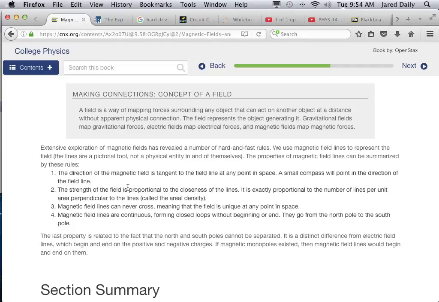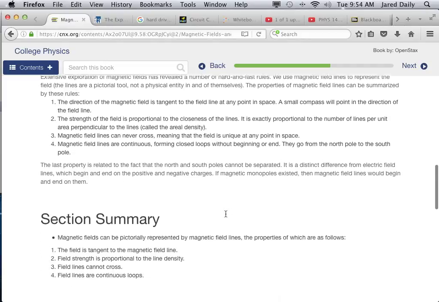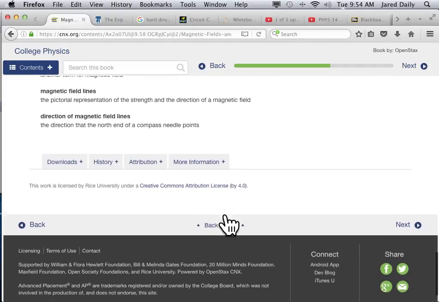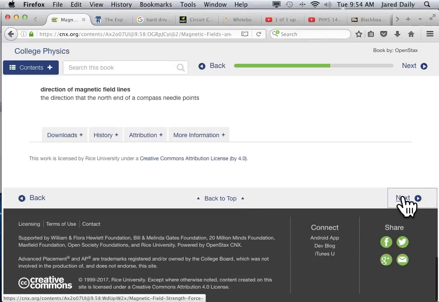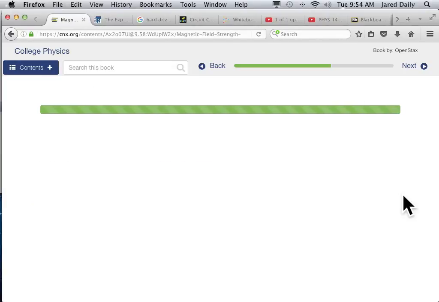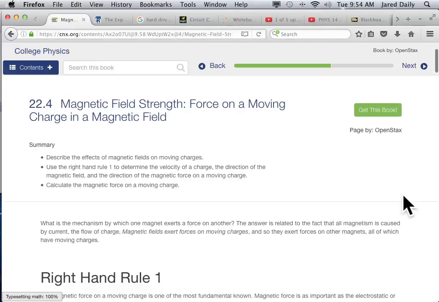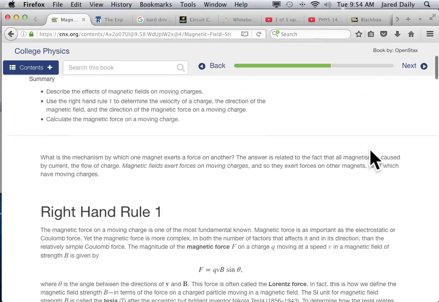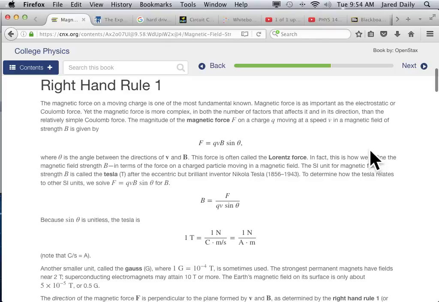And then the second one here: the strength of the field is proportional to the closeness of the lines. So when we start drawing magnetic field lines, if we are drawing field lines for a stronger field, they need to be closer than they are for a weaker field. Just like electric field lines. So here are some of the right-hand rules we need to think about.